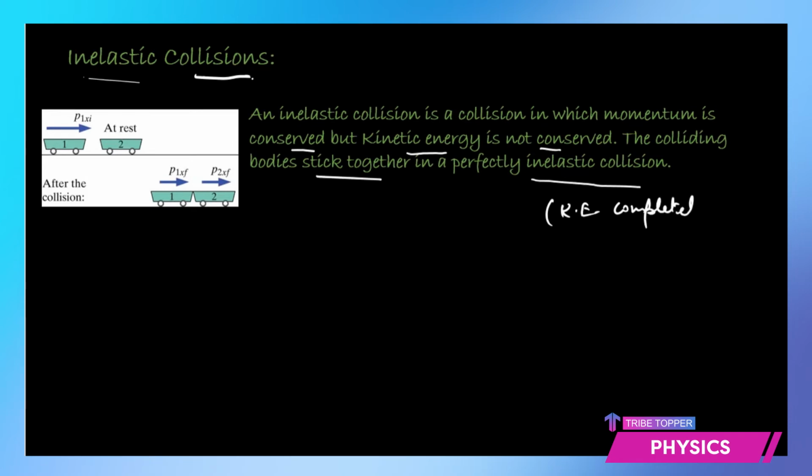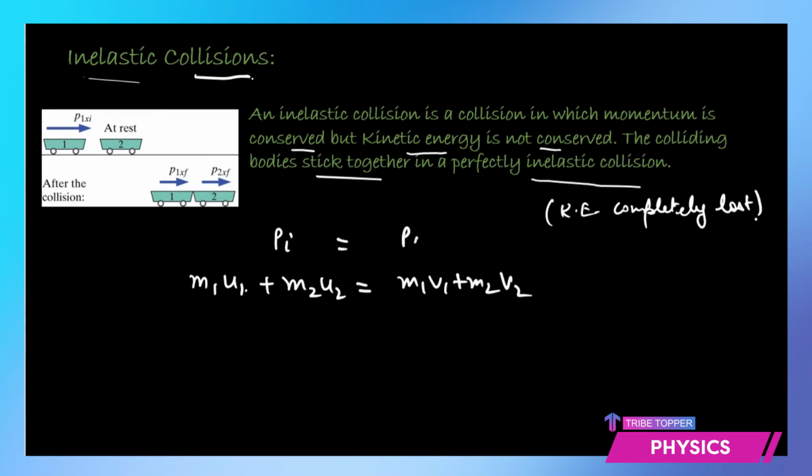Sometimes when it is just an inelastic collision, but we don't say it is perfectly inelastic, then kinetic energy is partially lost. So the only equation that is valid for inelastic collision is m1u1 plus m2u2 is equal to m1v1 plus m2v2. That's total initial momentum will be the same as total final momentum by the law of conservation of momentum, because whether it is elastic or inelastic collision, any kind of collision, the momentum remains conserved. But the problem here is that the kinetic energy is lost.